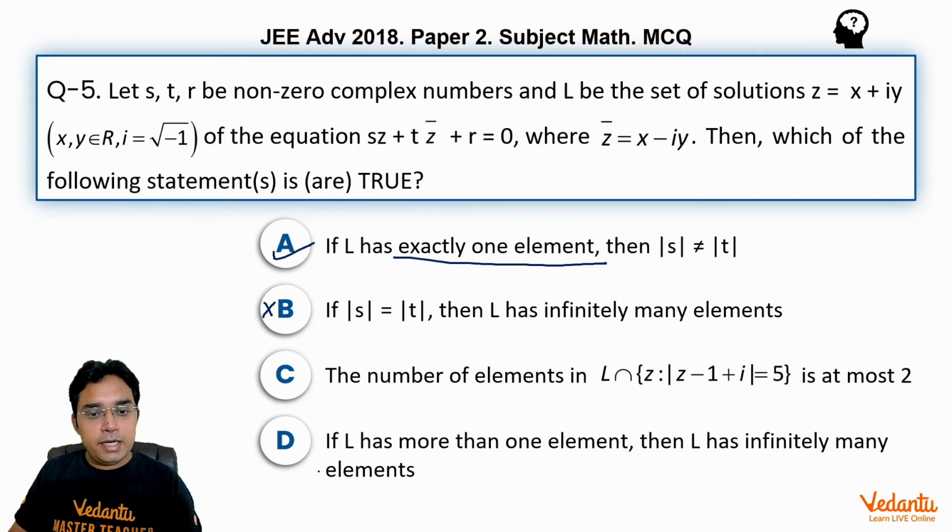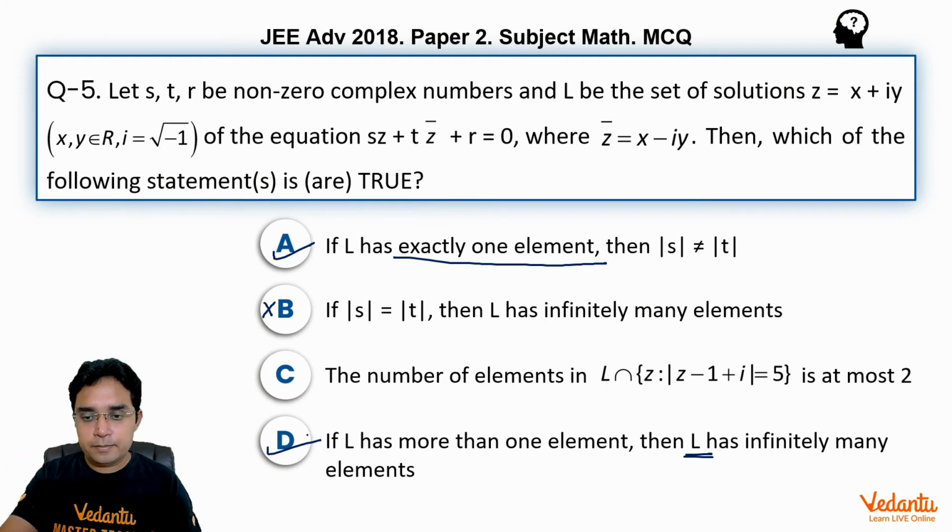In fact, option D can also be concluded here. If L has more than one element, the lines should not be intersecting; they should be parallel and coincident. Then only we can have more than one solution for equations 1 and 2. In that case, lines 1 and 2 will give infinitely many solutions. So this set L will have infinitely many elements in it. So D is also correct.